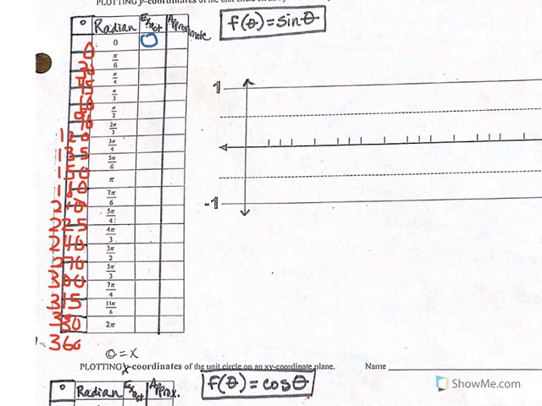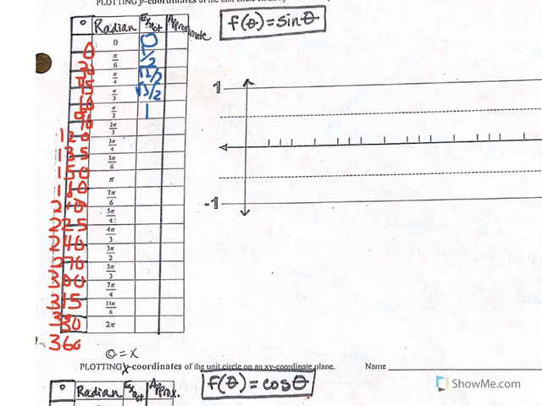Okay. Pi over 6, again, what's the y value? It's 1/2. Okay. Pi over 4, that's our 45-degree angle. It's square root 2 over 2. Pi over 3, the y value is square root 3 over 2. Then at pi over 2, we're at 1.